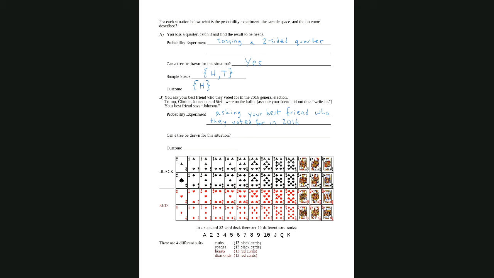Can a tree be drawn for this situation? Well, not without more information. With the information given, we can actually not draw a tree. The reason why is because it's not equally likely that your friend would answer those 4 possibilities. Some of the candidates didn't get much percentage of the vote, for example. So I wouldn't draw a tree for it.